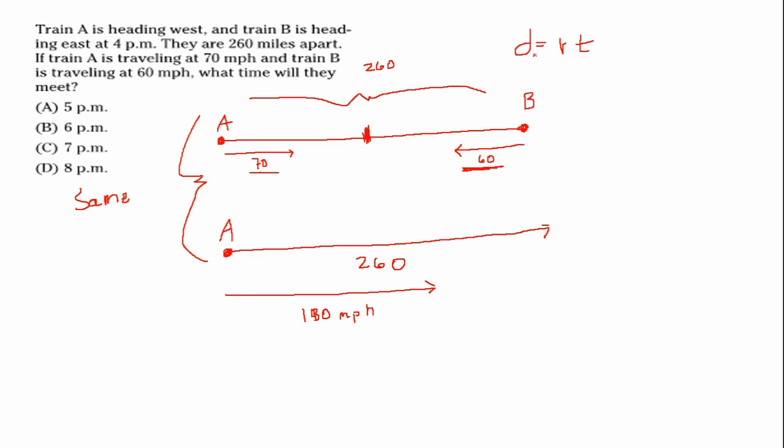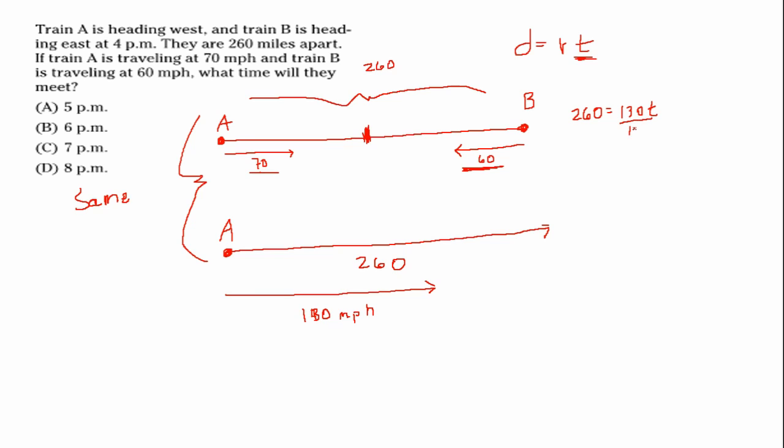So let's go ahead and plug that into our distance equals rate times time formula. We're interested in how long it takes them to meet. So distance, they're both traveling 260. This train's traveling at 70, this train's traveling at 60. We have to combine those, so that's going to be 130 miles per hour, and that's the trick to this problem, times time. Okay?